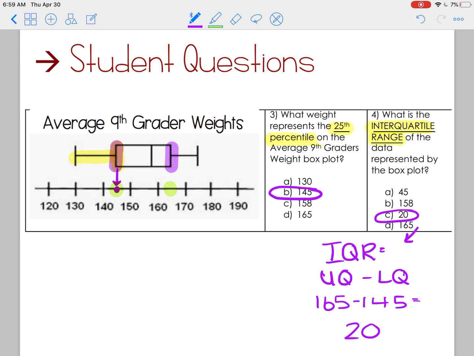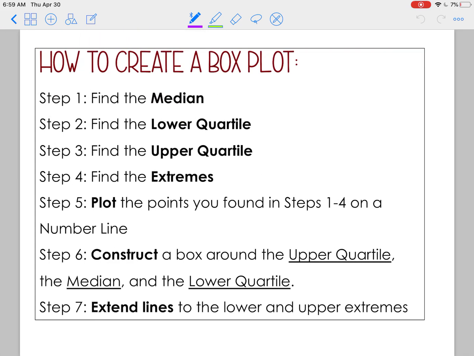Okay. All right. So now we're going to go from looking at box plots to actually creating them ourselves. So, some steps for creating box plots. The first thing you need to do is find the median. Since we need the lower quartile, the upper quartile, and the extremes, that's where we're going to start. And we know how to do that because we did that yesterday. So we find the median, lower quartile, find the upper quartile, and then we're going to circle our extremes.